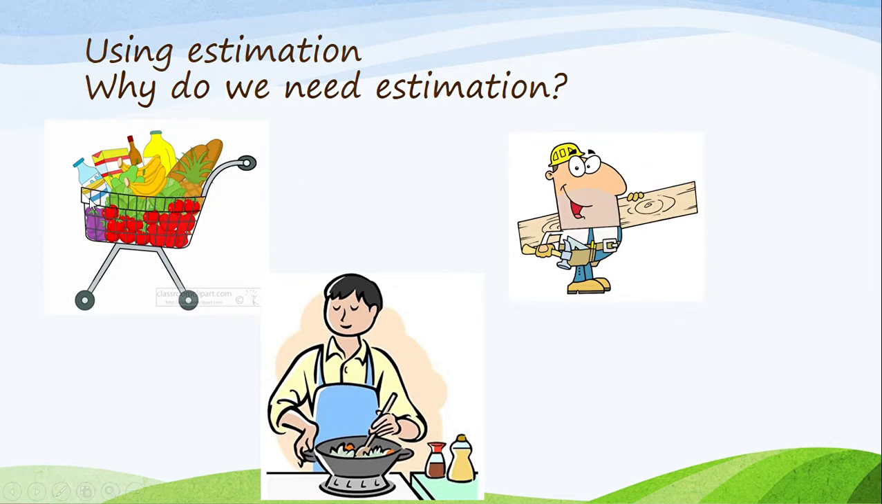So we can use estimation for things like food shopping. Lots of your parents and guardians might add up roughly in their head their food shopping as they go around, so they know what the total will roughly be. Why do you think that we wouldn't accurately be able to calculate in situations like food shopping? Have a think.